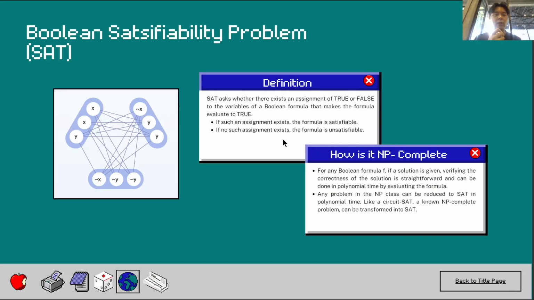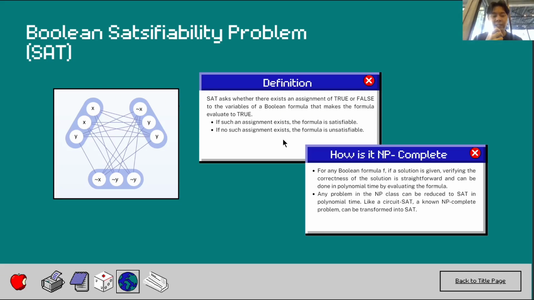Next up, let's focus on an example of an NP-complete problem, the Boolean satisfiability problem, or SAT. Now, SAT asks whether we can assign true or false values to the variables in a Boolean formula so that the entire formula evaluates to true. If such an assignment exists, the formula is called satisfiable, and if it doesn't exist, the formula is unsatisfiable. So, how is SAT NP-complete?